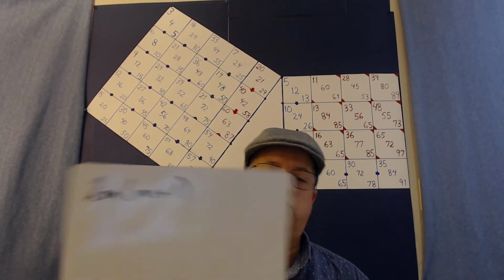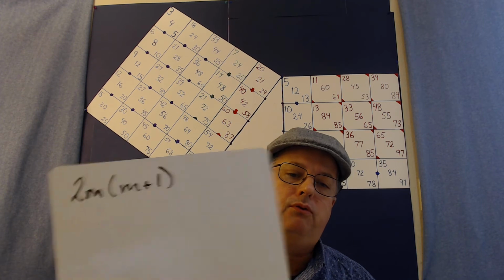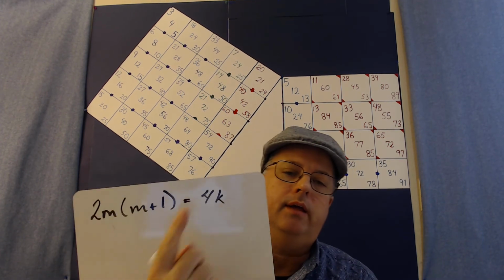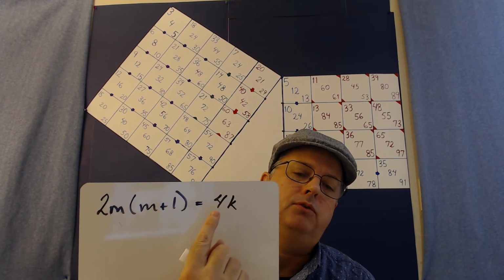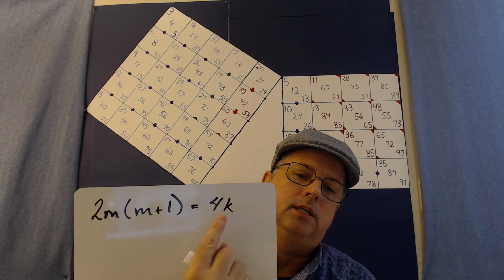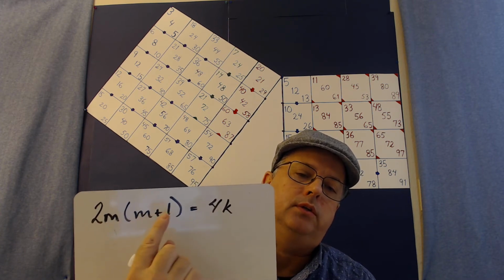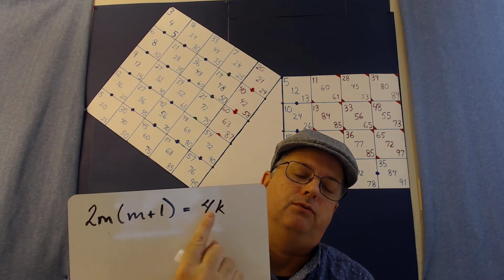Okay, so we have established that this 2m times m plus 1 is always going to give us a multiple of 4. And so we'll say that it's some number k times 4, and that signifies that this expression is a multiple of 4. It's 4 times some number.